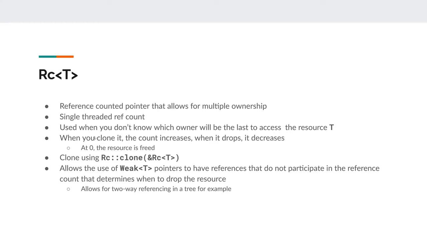So the basic concept is that when you clone the reference counter, the count increases, and when it drops, it decreases. And when the count reaches zero, then the resource is freed from memory. There's a function called clone on the reference counter type that you use to clone. And it also has the concept of a weak pointer to have references to the value, but they don't participate in the count that determines when to drop the resource. So you can have weak pointers scattered across your code, and when you use them, you need to make sure the value is still valid. And if it is, then you can use it. Whereas the Rc itself will always know that it's valid because it's a strong reference. So let's look at a quick example of this as well.